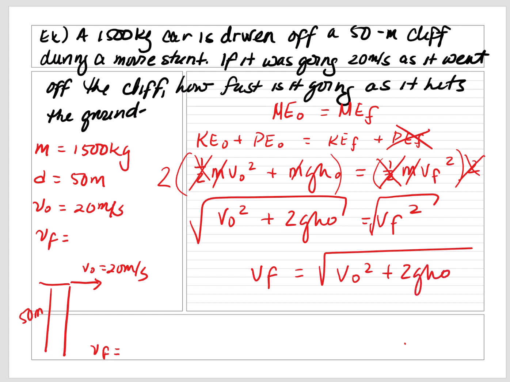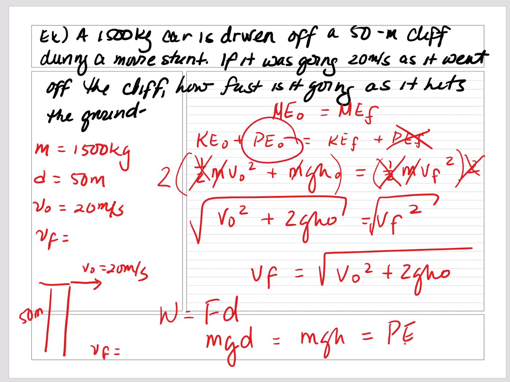And this makes sense. Remember, when we did work, we said work was force times distance. Since the car was in free fall, the force becomes its weight. And if I plug in for mg and d, this is the same thing as mgh. So this is potential energy, and that is what we began with. In general, if you have a height difference, it is easier.